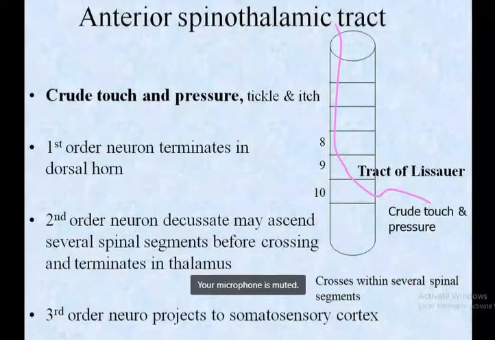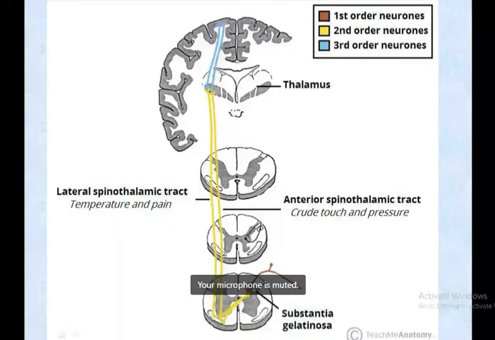So just to be clear, this is the first order neuron, which is represented by this reddish color. Yellow color represents the second order neuron, which relates to the thalamus, where there is the presence of the third order neuron, and this third order neuron relates to the cerebral cortex. Lateral spinothalamic tract is particularly for pain and temperature, and anterior spinothalamic tract is particularly for crude touch and pressure sensation. Clear?